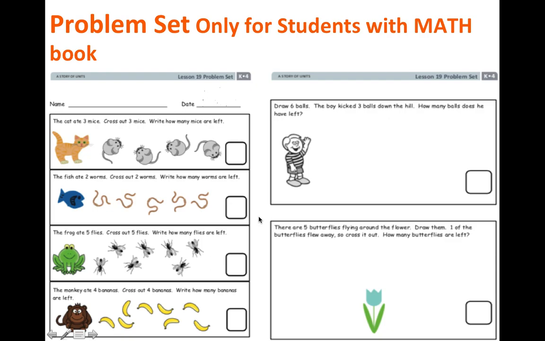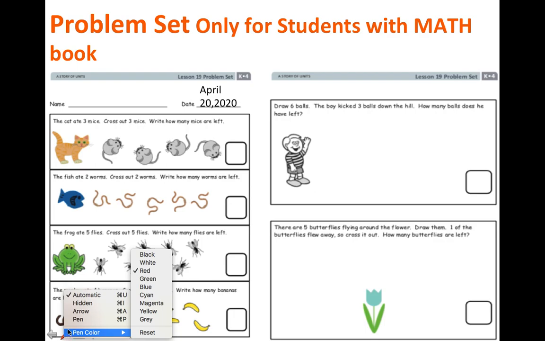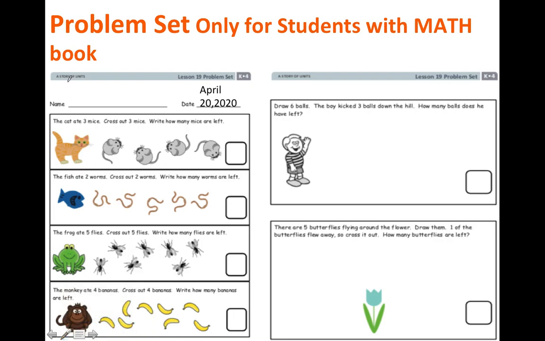So let's not forget to write today's date, and today's date is April 20th, 2020. I'm just going to make sure I write my name on it. Please make sure you don't forget to write your name and date on both pages. So I'm just going to write today's date on this page because I usually make mistakes with the dates.